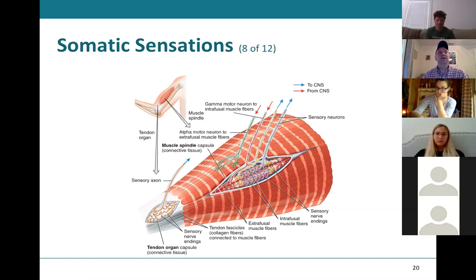You're like, okay, but that's somatic motor, and that would be completely correct. The gamma motor neuron is telling the musculature how much work needs to be done. We'll come back to that later.